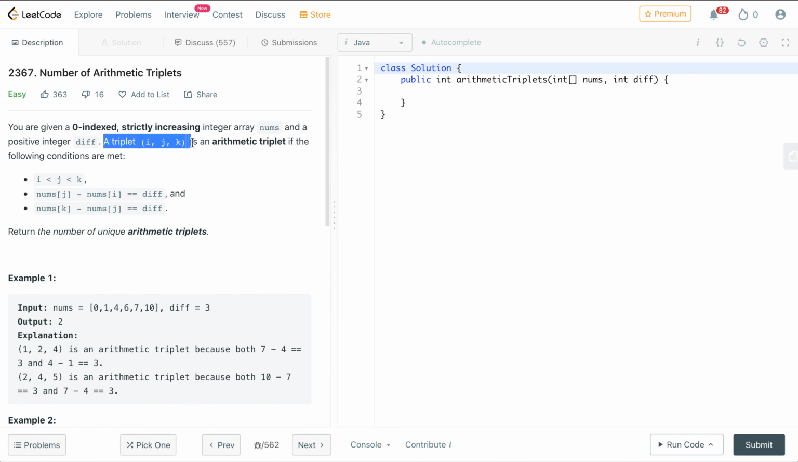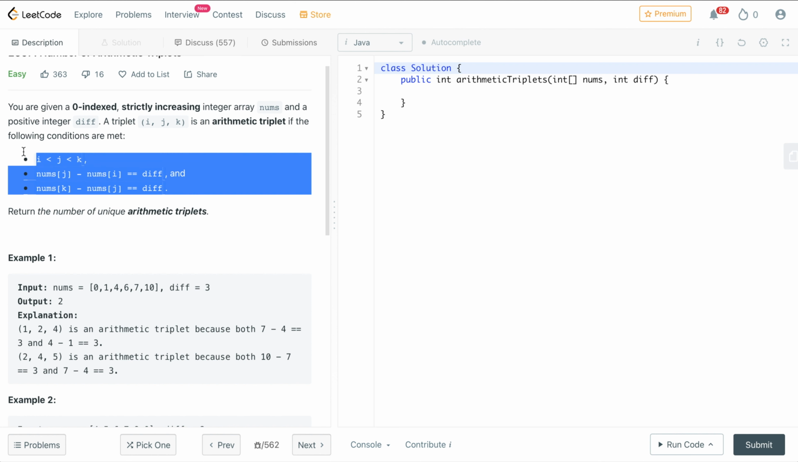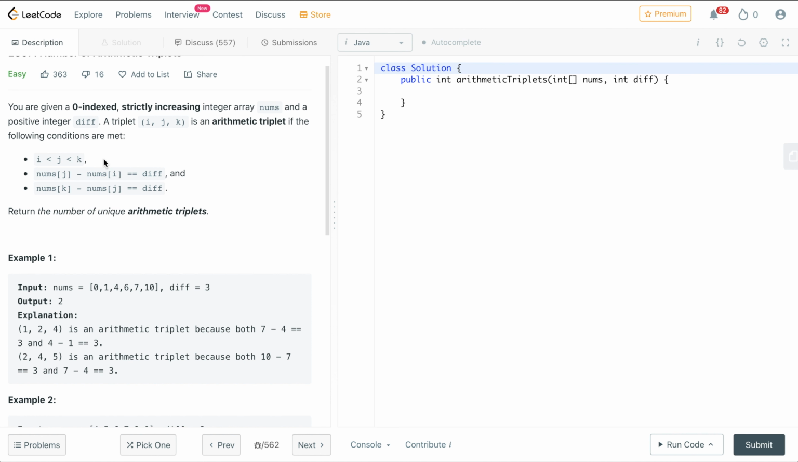A triplet, i j k, is an arithmetic triplet if the following conditions are met. i is less than j is less than k. So we have three indices where i is less than j is less than k. Okay, that makes sense. The number at index j minus the number at index i equals the diff provided, and the number at index k minus the number at index j equals the diff as well. These are the three criteria required to have an arithmetic triplet.